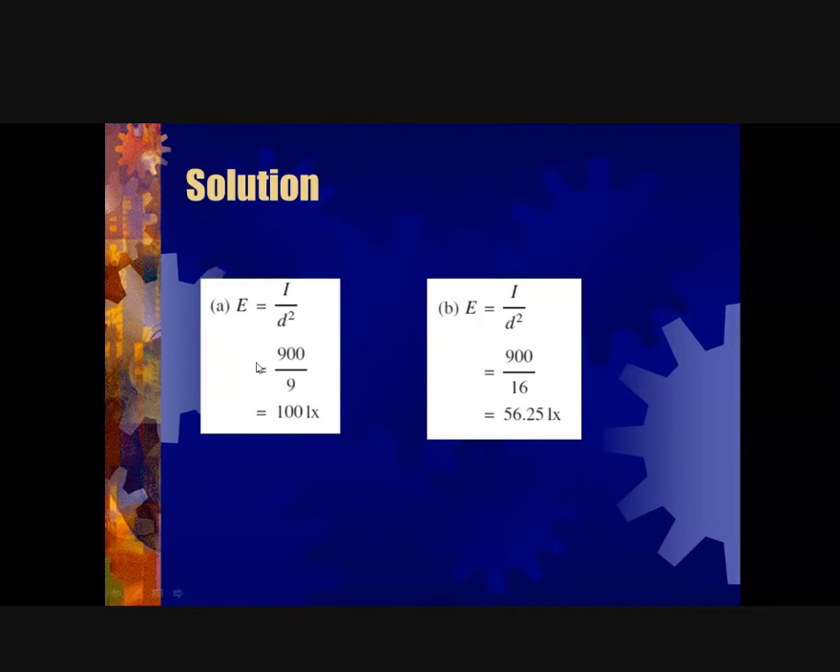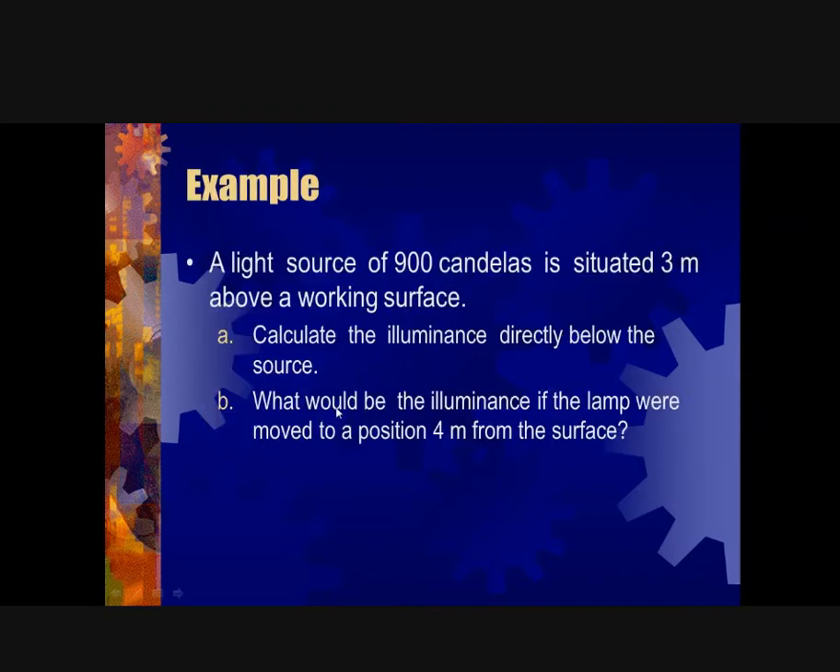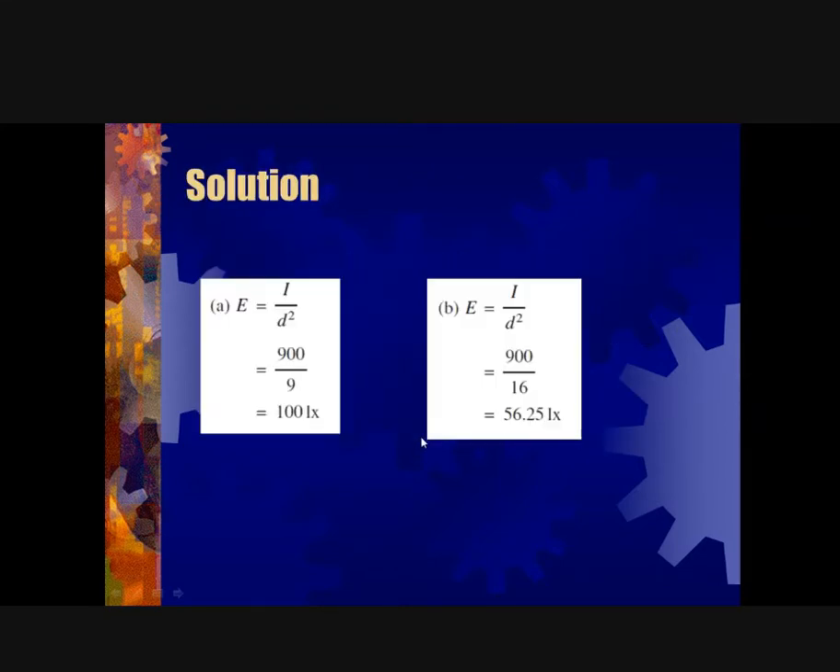So our illuminance here works out to 100 lux. Our illuminance in B, being that it is now 4 meters above the surface, becomes 56.25 lux. So it has decreased. Realize by how much: by just adding 1 meter to our distance, our lux has reduced to almost 50% of what it was.